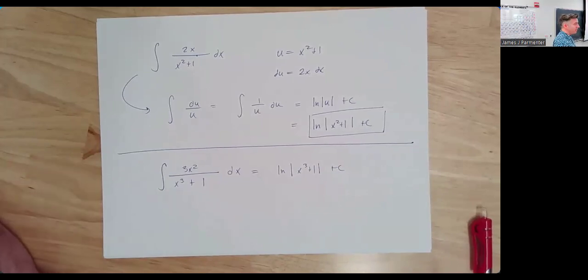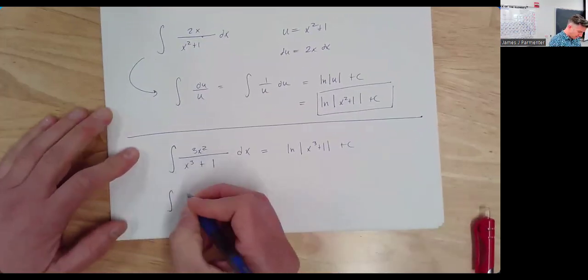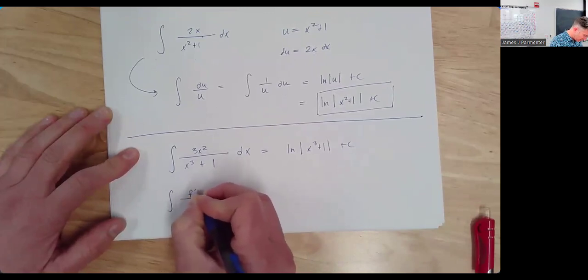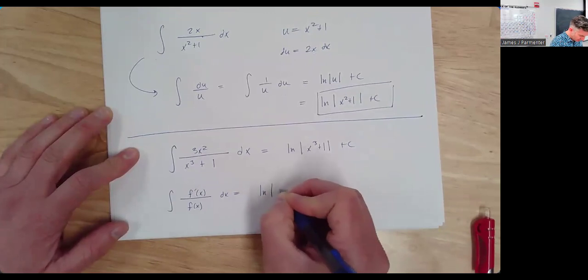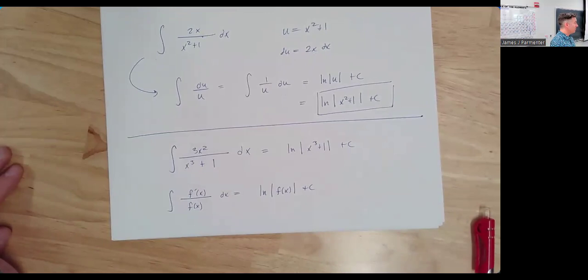So a general rule of thumb, which people will abuse, is that if you see an integral of a function on the bottom and its derivative on the top, that's always going to end up being the natural log of the absolute value of the bottom function. Sometimes people are not going to actually show the u-sub and just say, I got 2x over x squared plus 1, the integral is the natural log of x squared plus 1, and just jump to that.